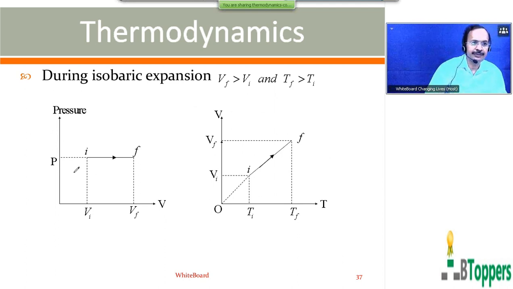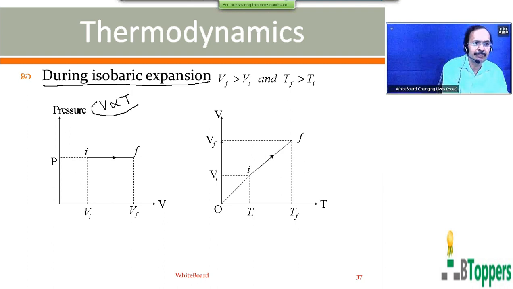So this is one graph. On the left side is the graph with pressure of the gas along the y-axis and volume of the gas along the x-axis, when the expansion takes place at constant pressure in the isobaric process. So during expansion of the gas, final volume is more than the initial volume. So at constant pressure, volume of the gas is directly proportional to the absolute temperature of the gas, which we call Charles' law, which is applicable for an ideal gas in isobaric process.